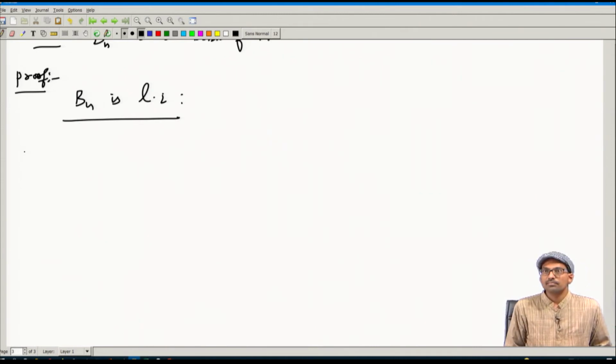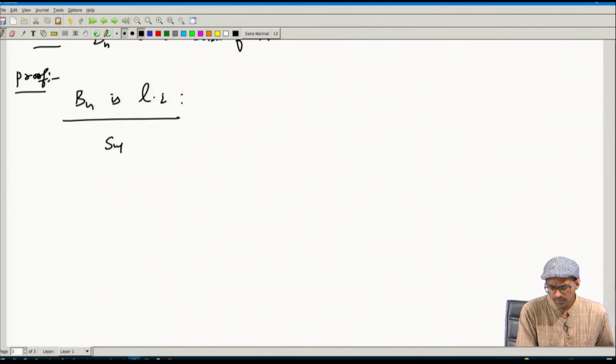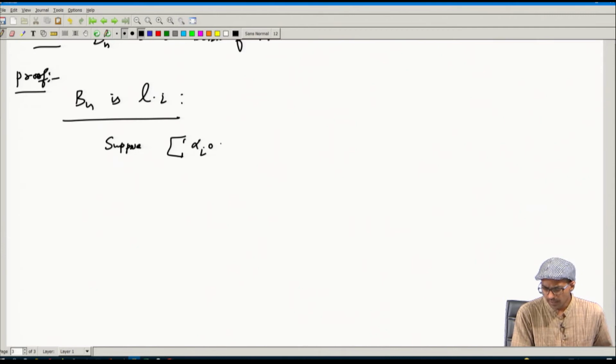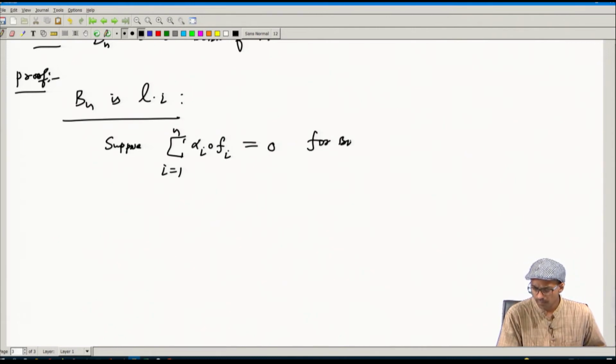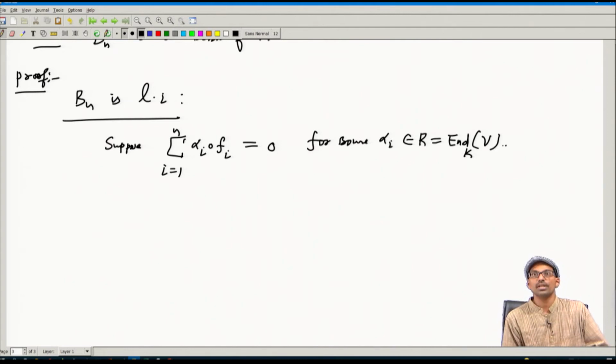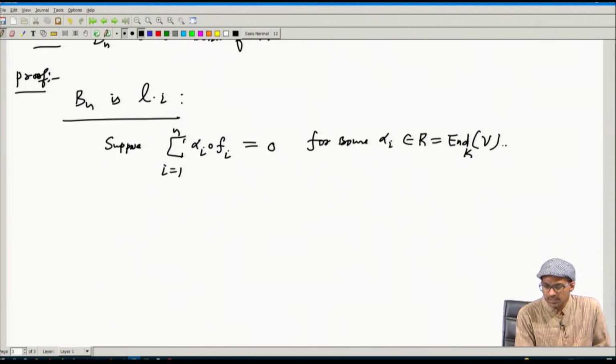So, for that, I need to show: suppose the summation of alpha i composition Fi, i from 1 to n, is equal to 0 for some alpha i's belonging to R. Here, what is our R? This is the k linear transformations defined on the vector space V. So, suppose summation alpha i composition Fi equals 0.